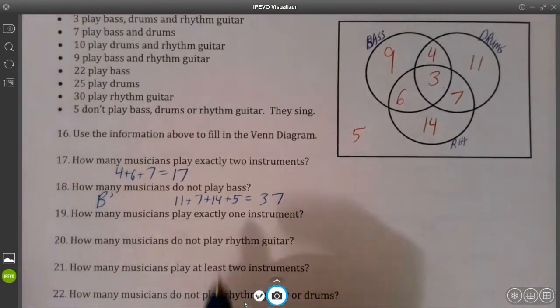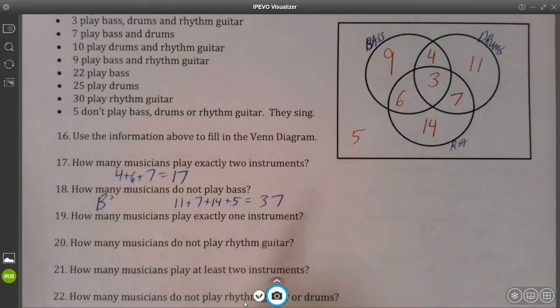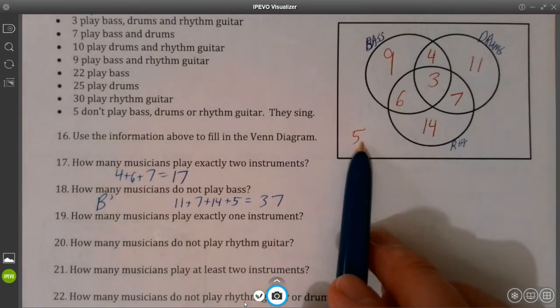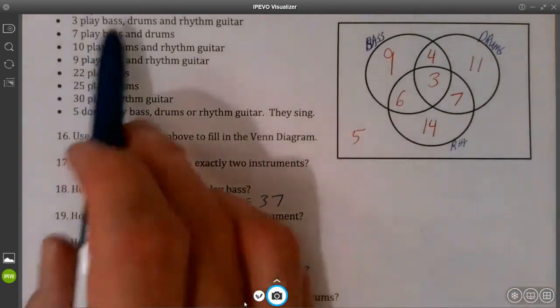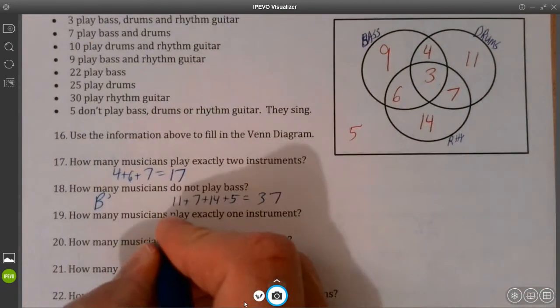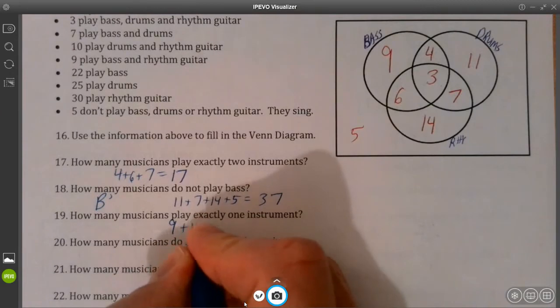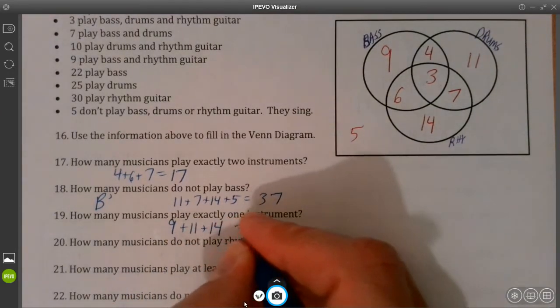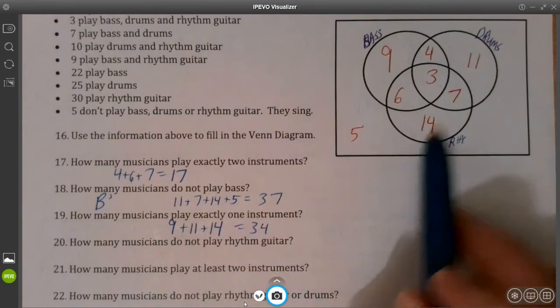All right. How many musicians play exactly 1 instrument? Okay, just 1 instrument. And these people actually don't play an instrument. They sing, but they're still in the Arts Guild, even though it's musicians, but whatever. Hey, got to have a singer. 9, 11, and 14 is going to give me 34. These people play 1 instrument, just 1.